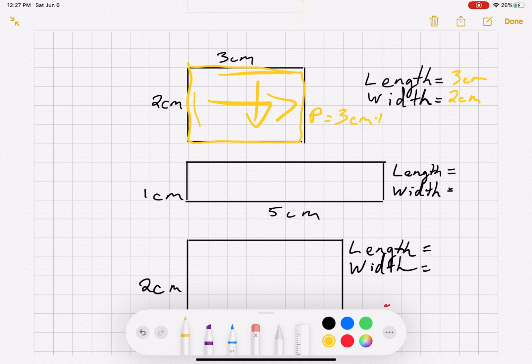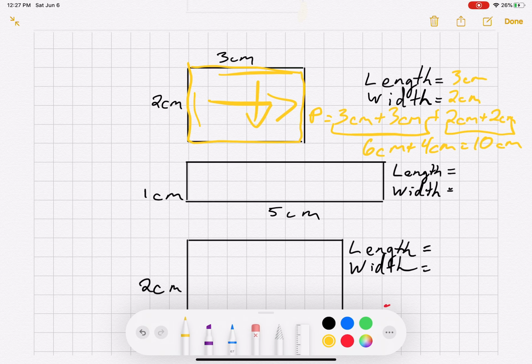3 centimeters plus 3 centimeters, and then I know I've counted for the 2 lengths. And then I'm going to write it 2 centimeters plus 2 centimeters, which is accounting for the width. Okay, and then I would just add those together. So I have 6 centimeters plus 4 centimeters equals 10 centimeters. Okay, but what if I want to find an easier, shorter way of doing this?